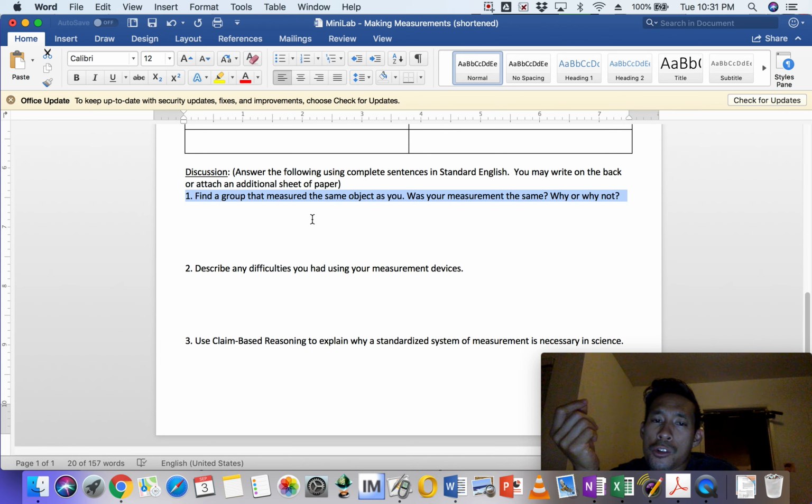First thing, a lot of groups didn't even use the materials I gave them. They tried to think outside the box, which is totally fine for this one. They tried to get creative, and they were like, oh, I used my height to measure the table. Great, except the table's probably not exactly what your height is, so you had to estimate a little bit.